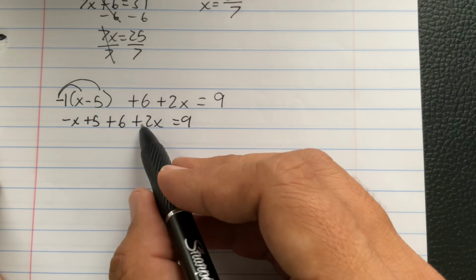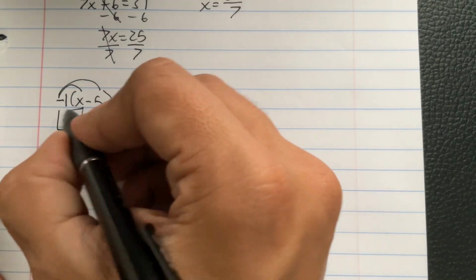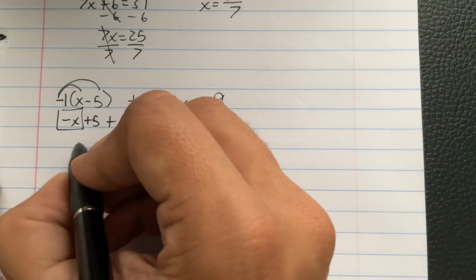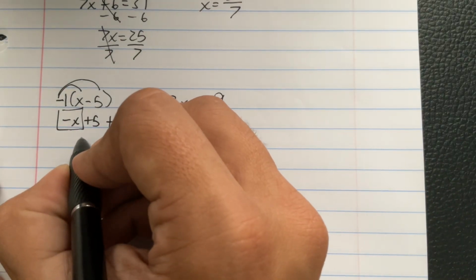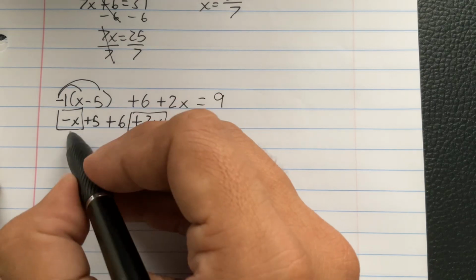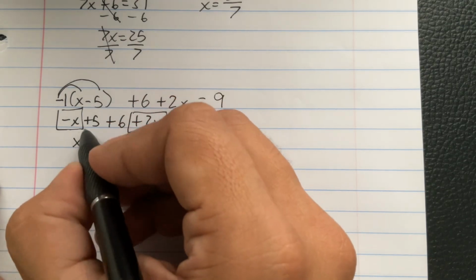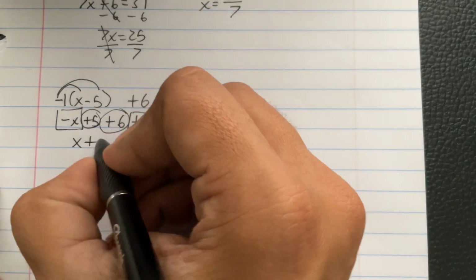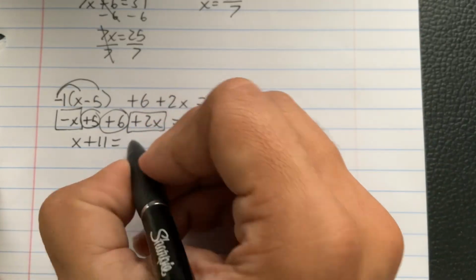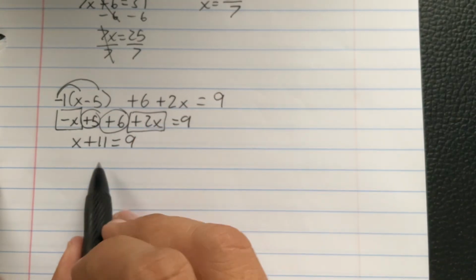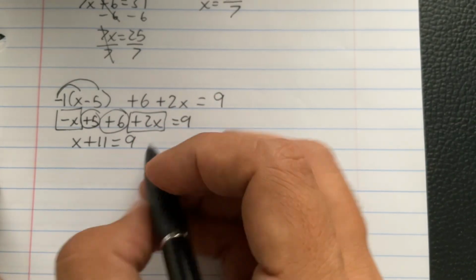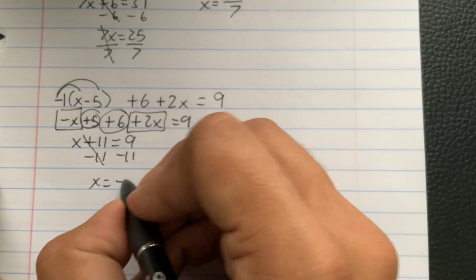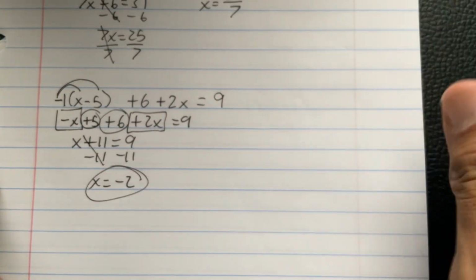So now I'm going to combine the -x with the +2x, and we're left with just 1x. How do you write 1x? We just write x. You'll never see a 1 next to an x. And then we've got to combine the numbers. This time I'm going to put a +5 and a +6 together, and I'm going to get +11. Then it's a one-step equation now. I'm going to subtract 11 on both sides. X equals -2. And that's it.